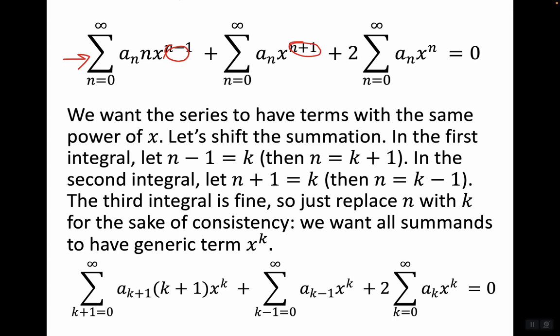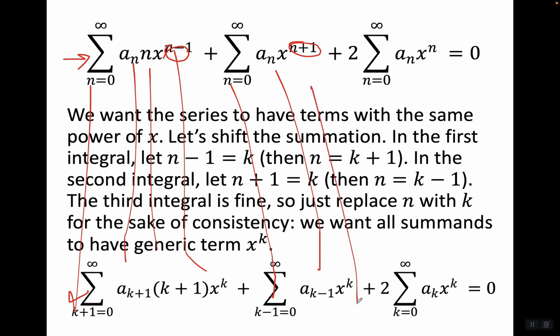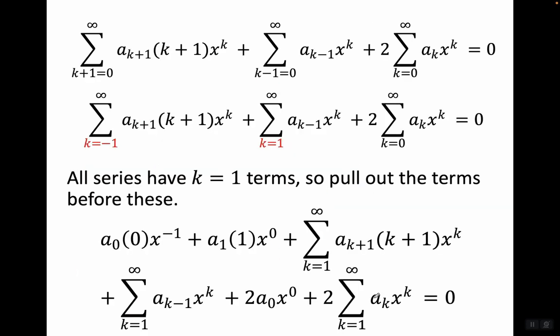When we make these substitutions, n is going to be k plus 1. This a sub n will be a sub k plus 1. This n is k plus 1. And x to the n minus 1 is just going to be x to the k. Then we make the substitution n plus 1 equals k, in other words, n equals k minus 1. So this n is k minus 1, this n is k minus 1, and this n plus 1 is just plain k. And this second series is fine, so we just have 2 a sub k x to the k. Okay, awesome. So this was the series from the previous slide.